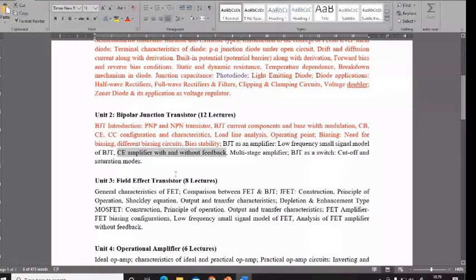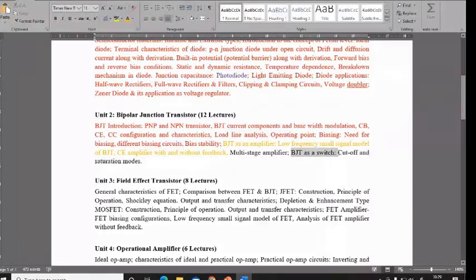Okay, so this portion is approximately finished. I'll re-explain, a little bit amount is remaining, so you can understand this in an easy way. Multi-stage amplifier, BJT switch, cutoff and saturation mode. Cutoff and saturation mode, you already studied. Okay, how it is being utilized in a switch, I'll explain. This is a 5 minute process.